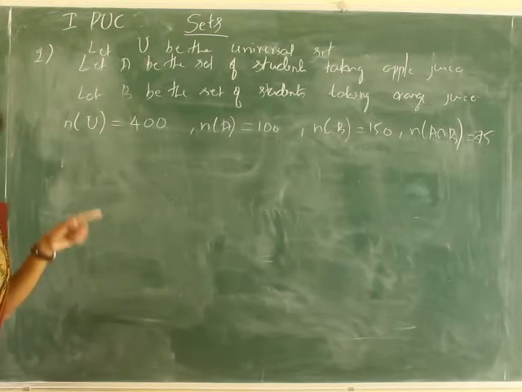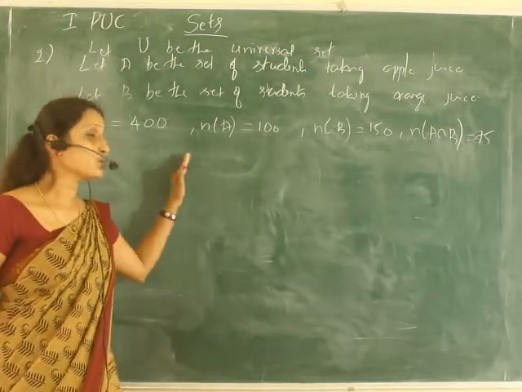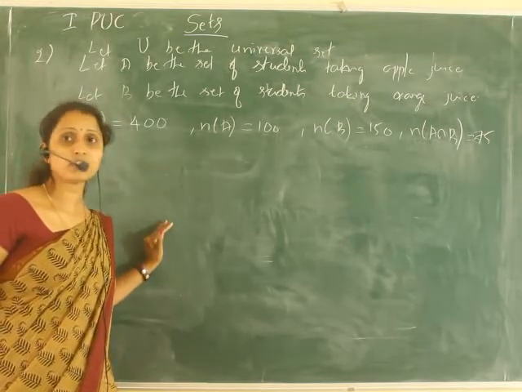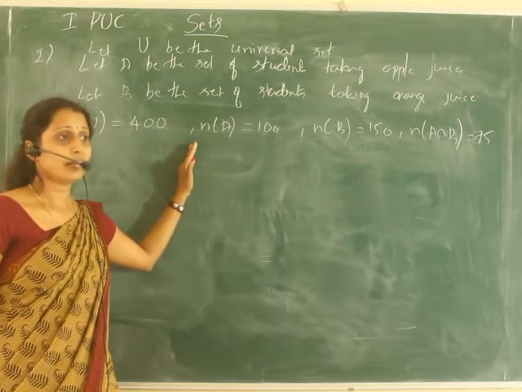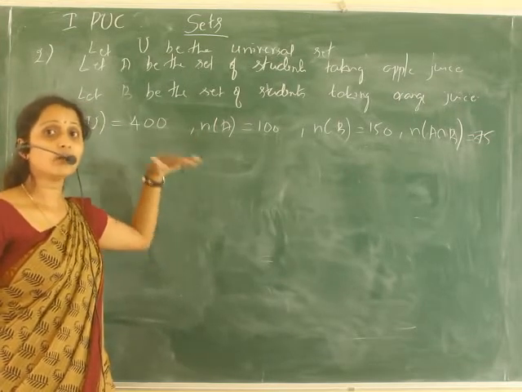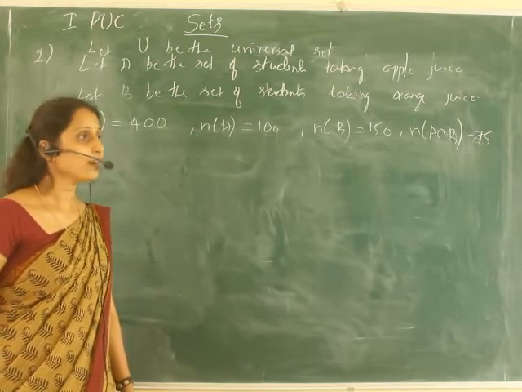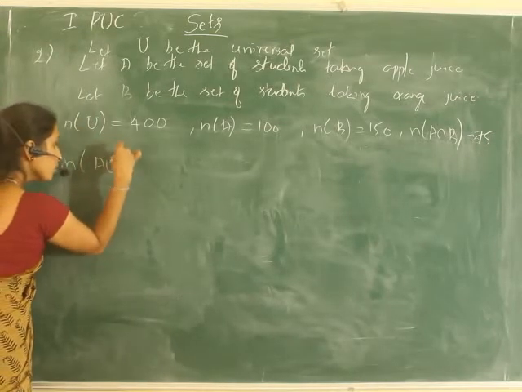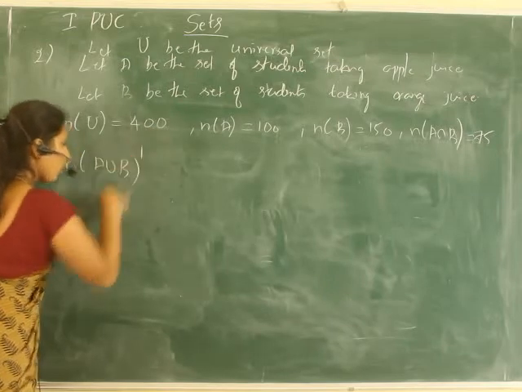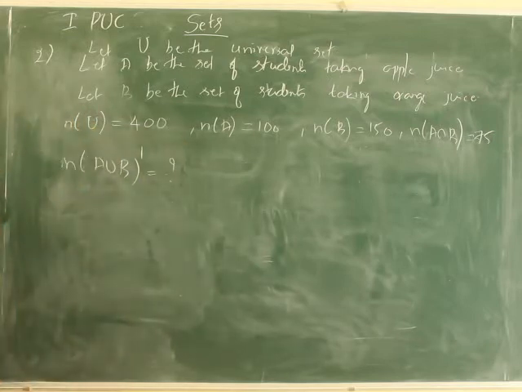Let U be the universal set and A be a set. Then what is A complement? A complement is the set of all elements in the universal set but not in A. So those who are not taking apple juice or orange juice are not in the union, but they are in the complement of the union. So we have to calculate n of (A union B) complement.